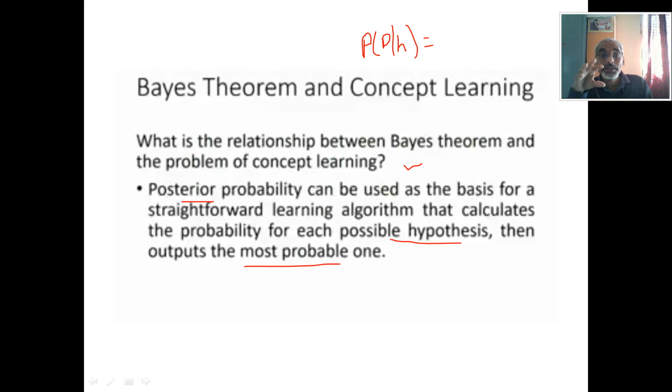So we can apply these posterior probabilities as a basis for our straightforward learning algorithm. Now we will see how we can use this in concept learning. See what concept learning tells us: you give one concept and some training examples, and you train. The machine starts learning based on these training examples. It learns to classify any new instance, to decide which classification it belongs to, based on the features. That's what concept learning is about.